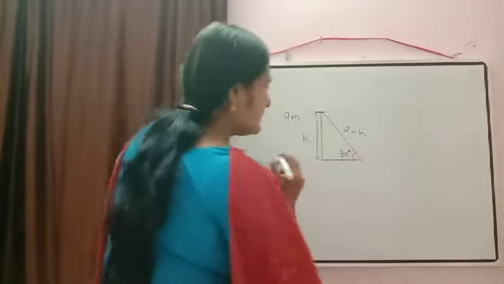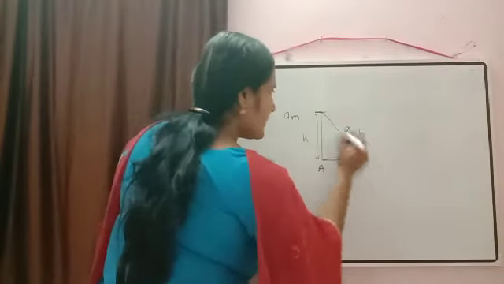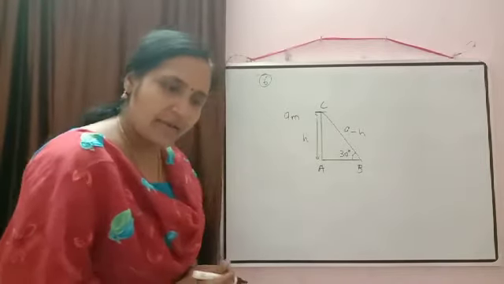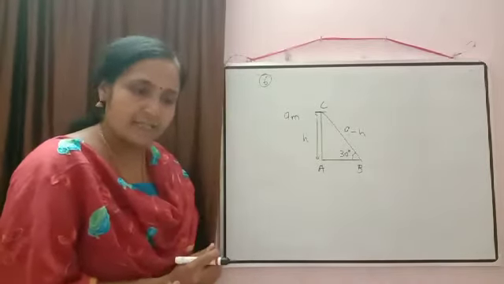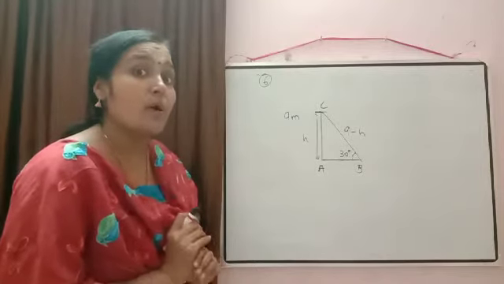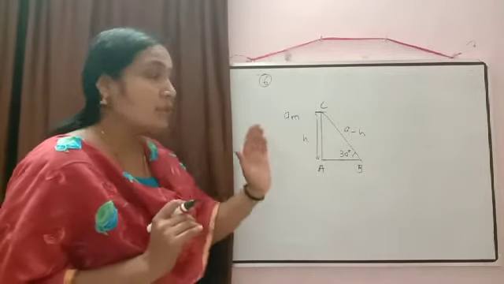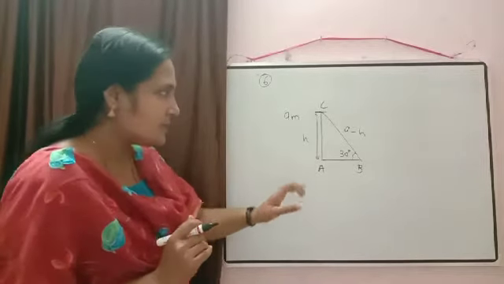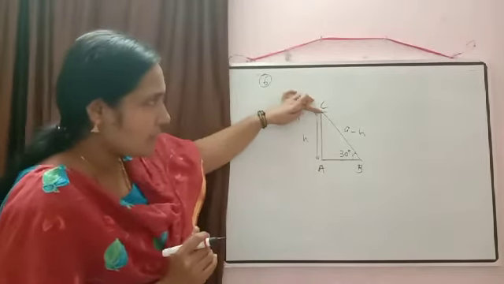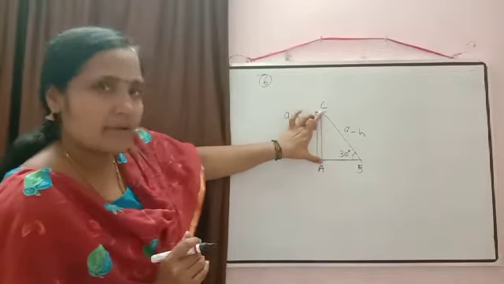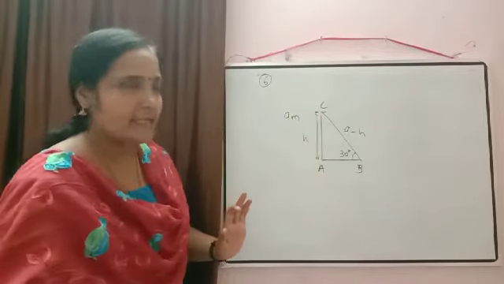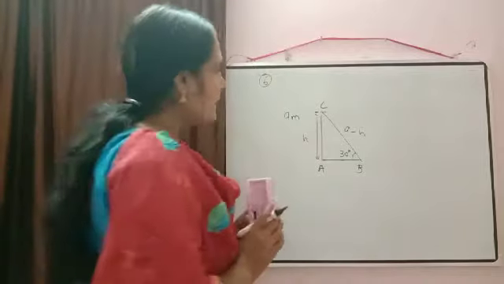This information is given. So we can mark this as A, B and C. Now what we have to calculate? Find the height at which the post is broken. From which height is the post broken? That we have to calculate. Obviously the post is broken from this point, so we have to calculate this height. We have to find out the value of h. And what are the information given?